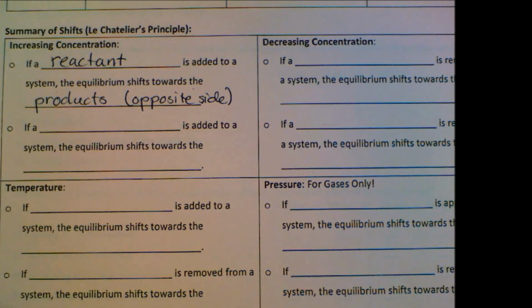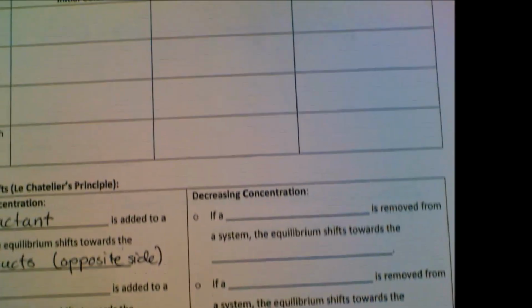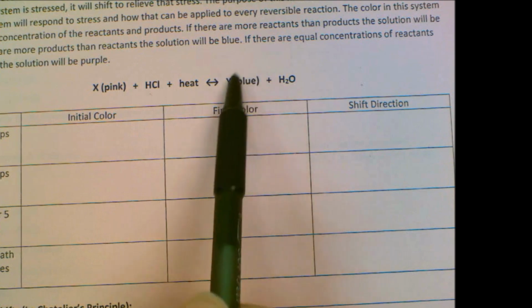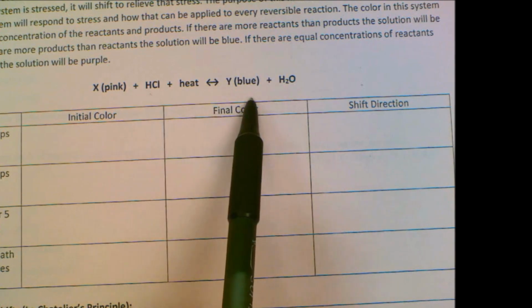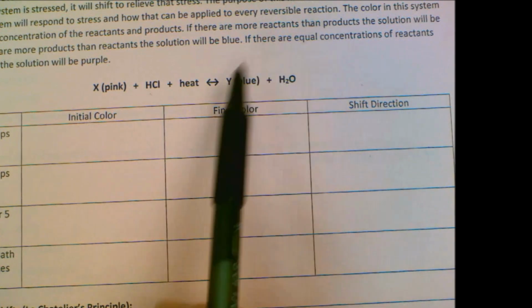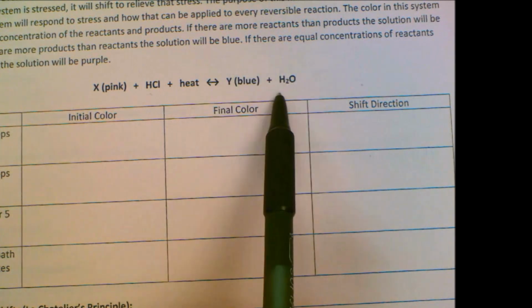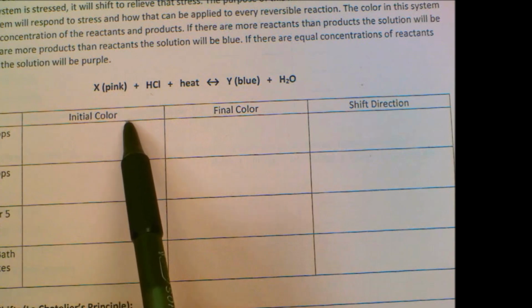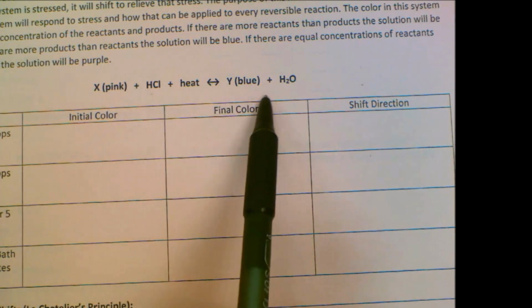Okay? So when we added the HCl, on this one up here, we added more HCl, it shifted and became more blue, so it shifts towards the product side. That means that the amount of products is going to increase and the amount of our other reactant is going to decrease because we're using it up to create that product.